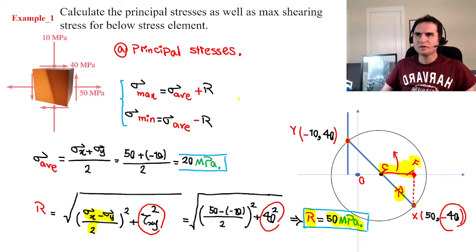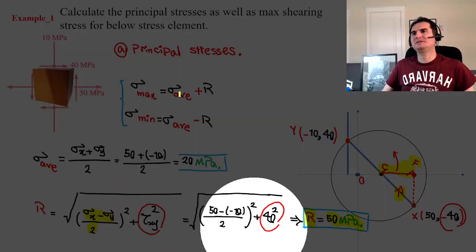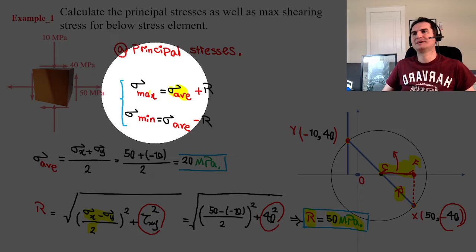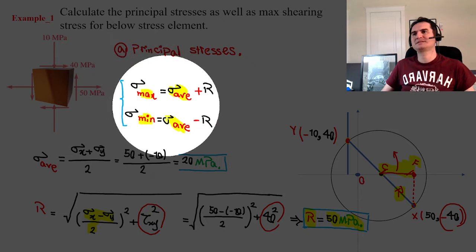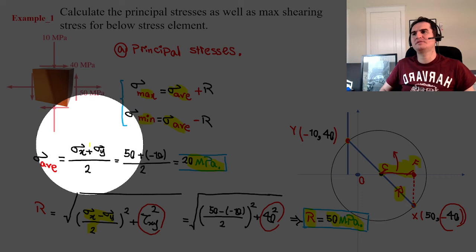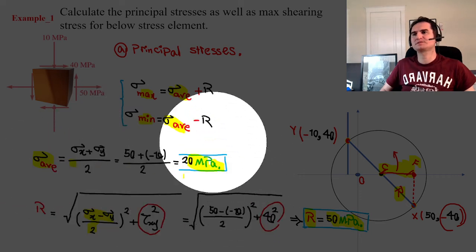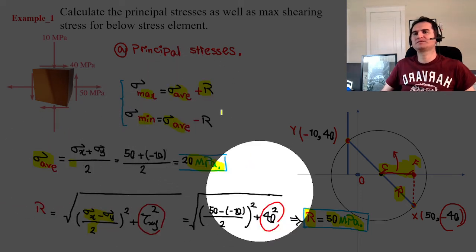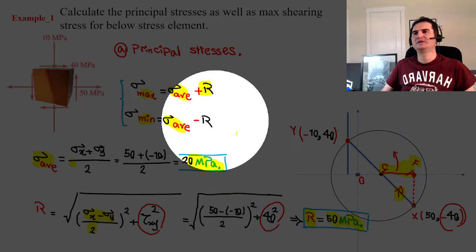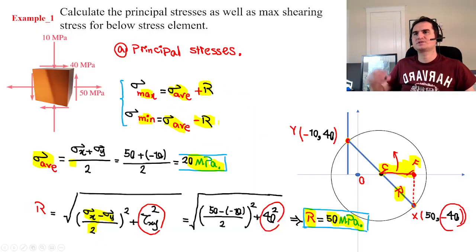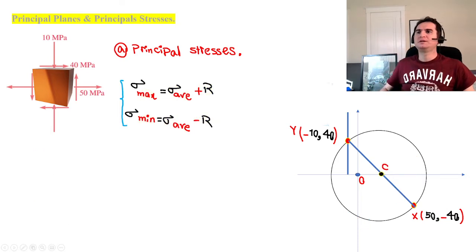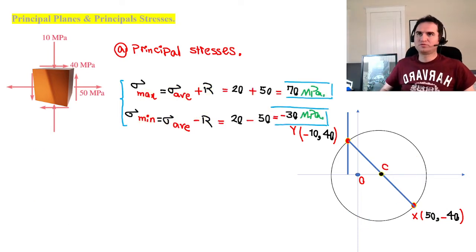If you replace that in the formula of sigma max and sigma min, you add sigma average, which we already calculated as 20 megapascal, with the radius, which we calculated to be 50, and then subtract R. That gives you the numeric value for sigma max, which is 70 megapascal, and sigma minimum, which is negative 30 megapascal.